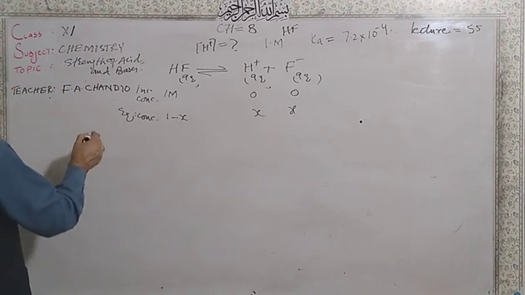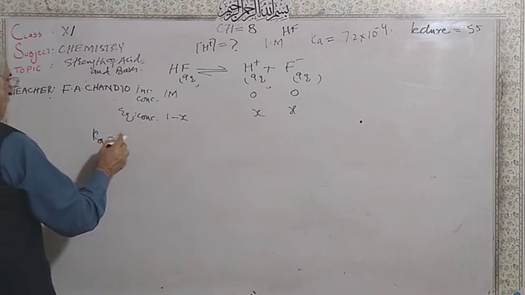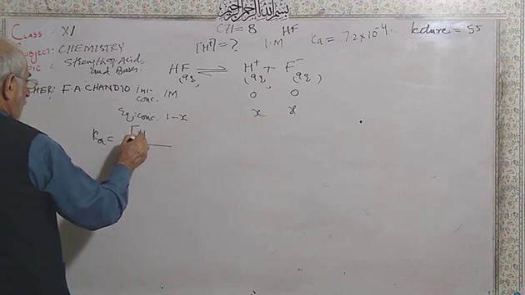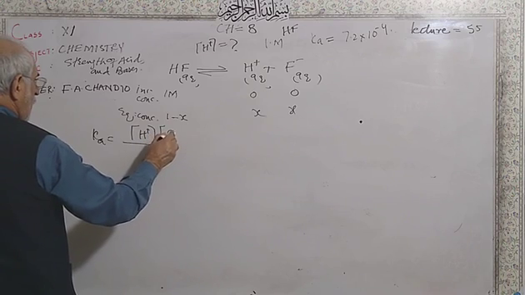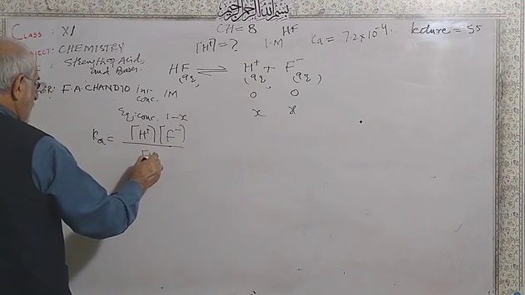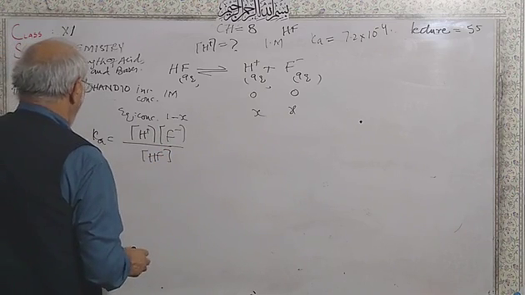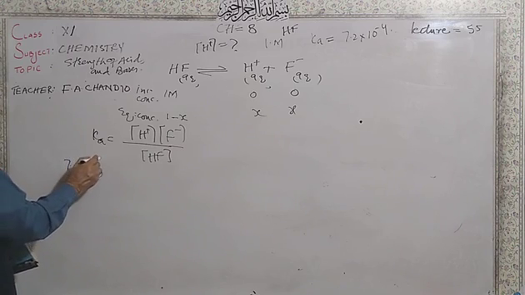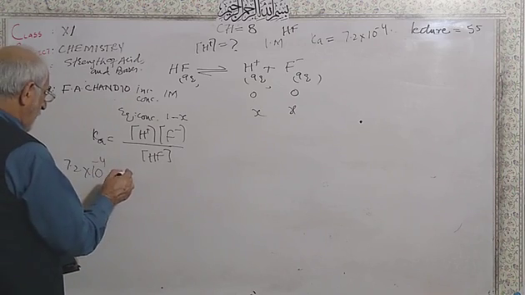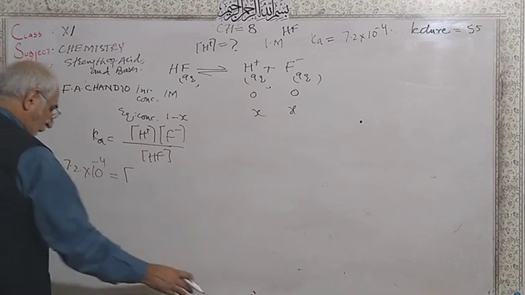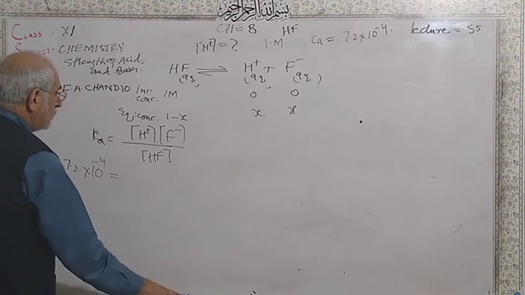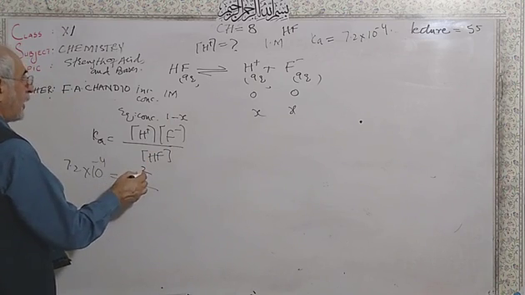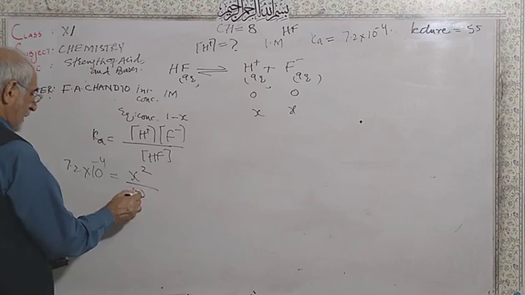Write the Ka equilibrium constant. Ka is equal to the concentration of hydrogen ions times the concentration of fluoride ions divided by the concentration of hydrogen fluoride. Put in the values: Ka is 7.2 into 10 raised to power minus 4, hydrogen concentration is X, fluoride is X, so X squared divided by hydrogen fluoride, that is 1 minus X.